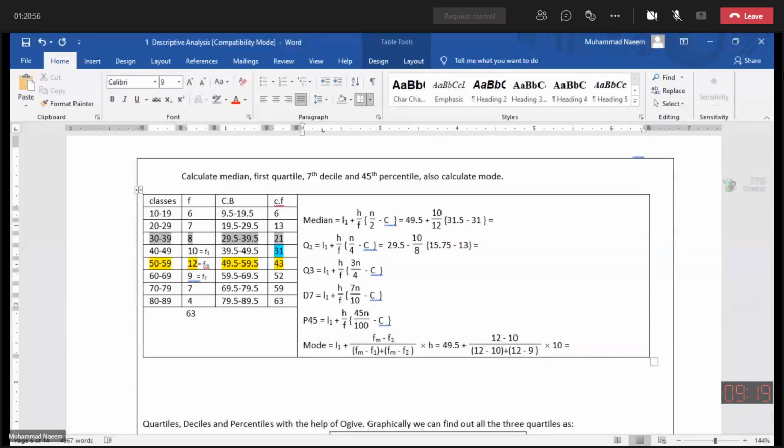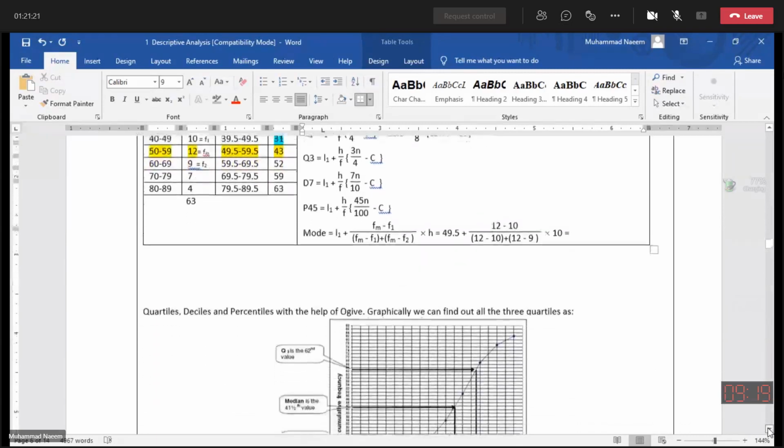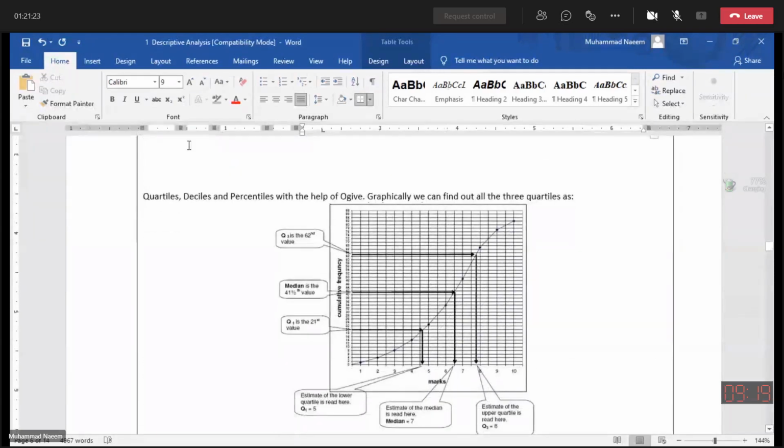What happens in case of ungrouped data? Just find the value with the highest frequency, the value with the most repetition. But in this case, we will find these measures with the help of a certain formula.